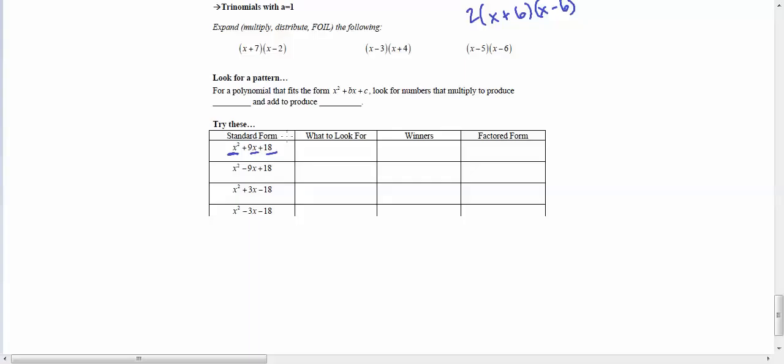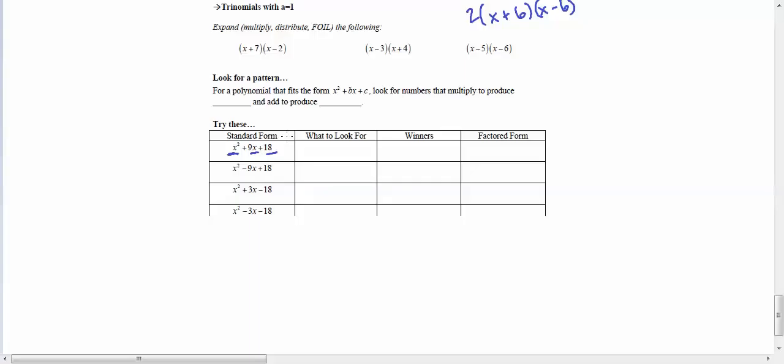We're covering trinomials specifically. And what we want to do is turn this trinomial into the factored form. Now, factoring these things is kind of like the opposite of foiling. What is the opposite of multiplication? Division. Okay.